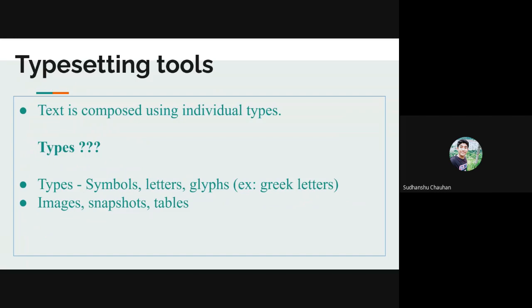So now, what are typesetting tools? Text is composed using individual types. Now, what are types? Types are a combination of symbols, letters, glyphs. For example, you may take Greek letters. In that we can type alpha, beta, gamma, and all. Okay. Similarly, we can write equations in it. Okay, and some algorithms also. Then we can add images, snapshots, and tables also in it.